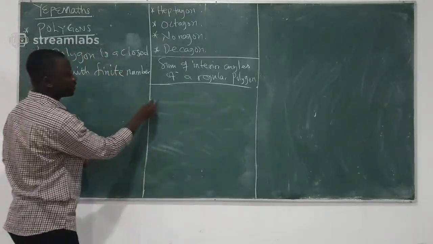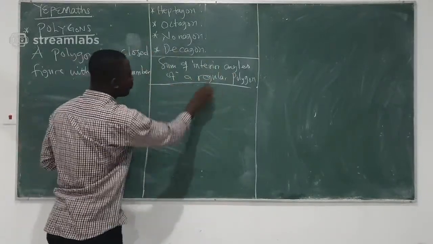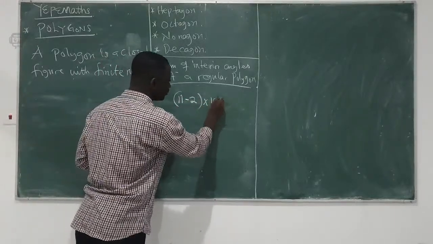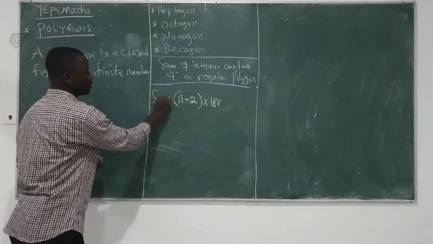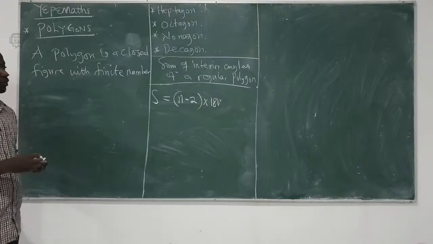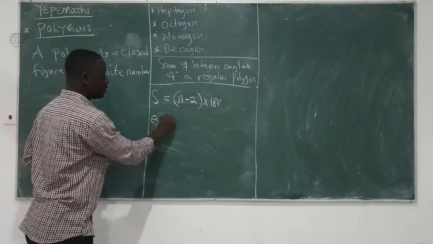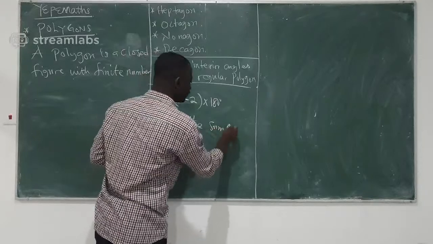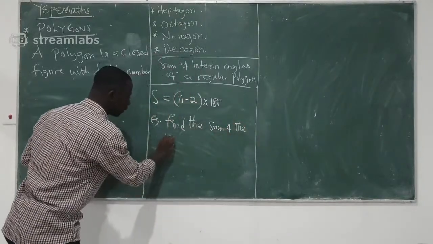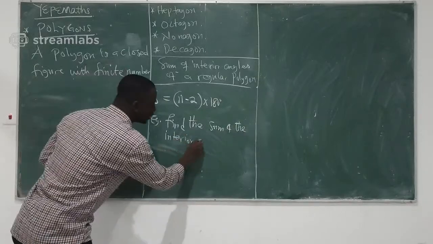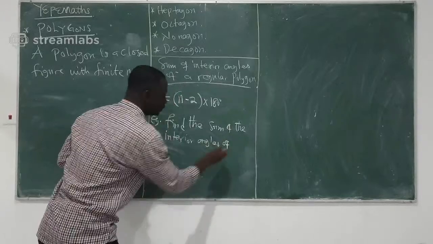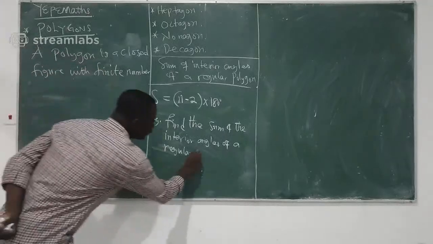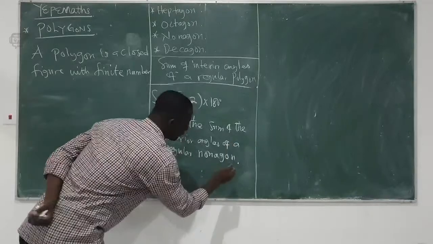So now we have that the sum of interior angles of a regular polygon is given by n minus 2 times 180 degrees. Let's say this is the sum, S. So if I give you example 1: find the sum of the interior angles of a regular nonagon.